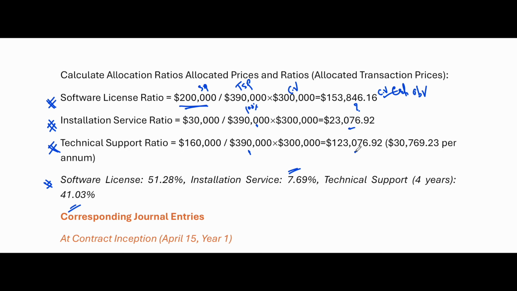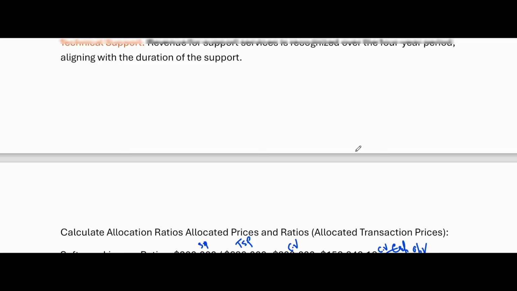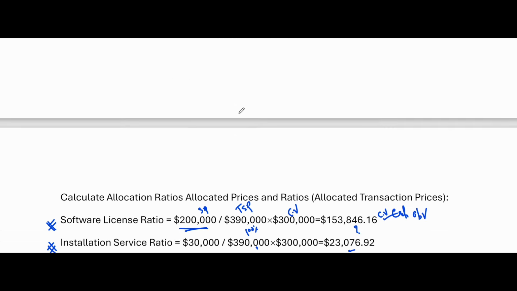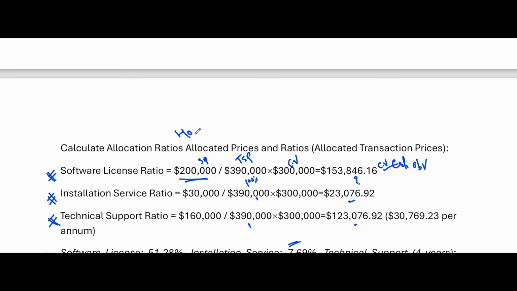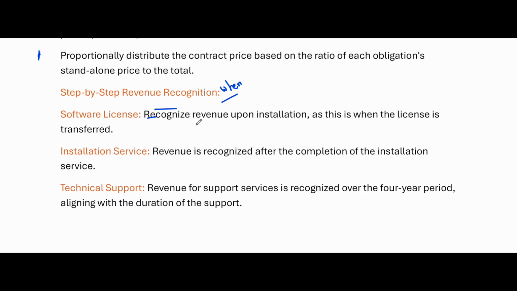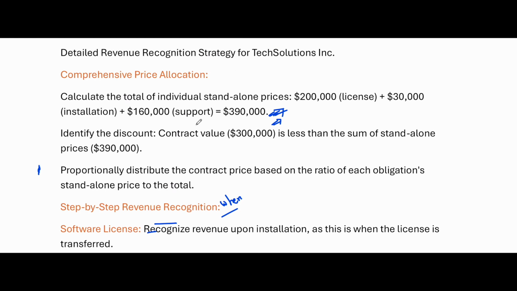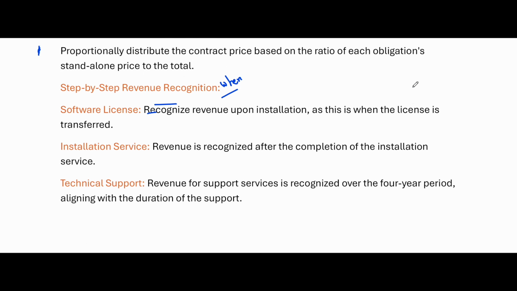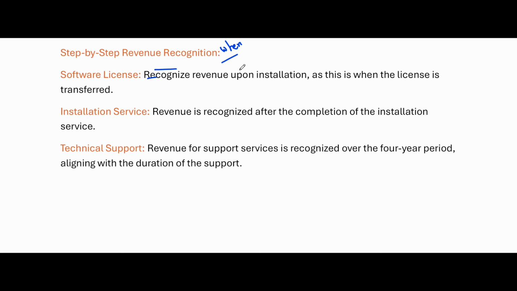Now please understand, I am going to the previous part, software license. When you need to recognize, this part is showing you when, and this part is showing you how you are going to recognize the revenue, and when is most important. In the question they clearly mentioned that it is payable upon software installation. So that is April 15th. Recognize revenue upon installation, when the license is transferred to the customer.